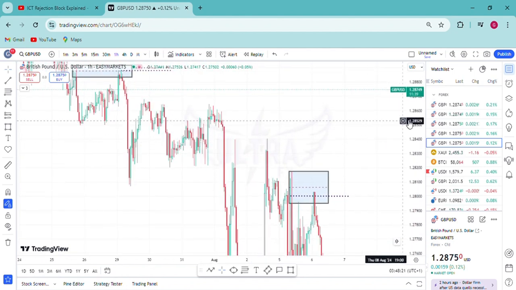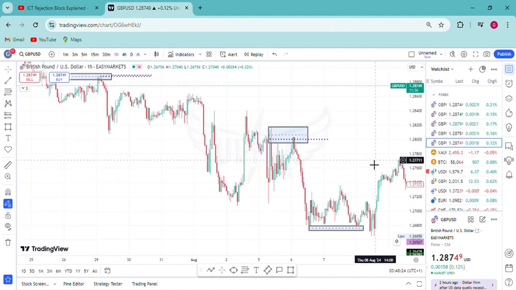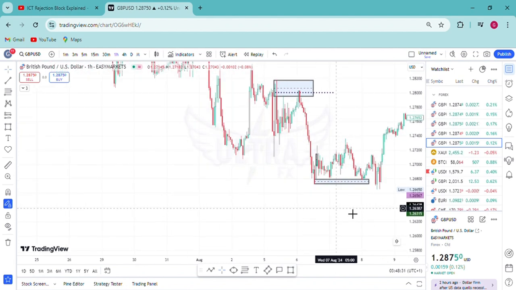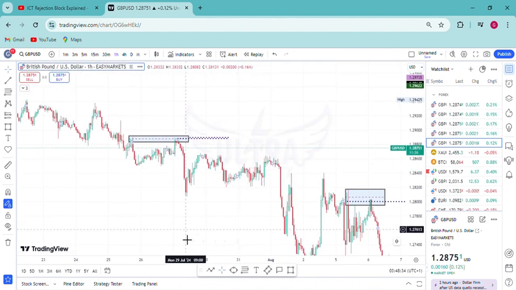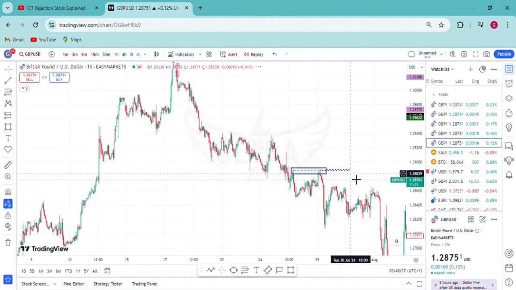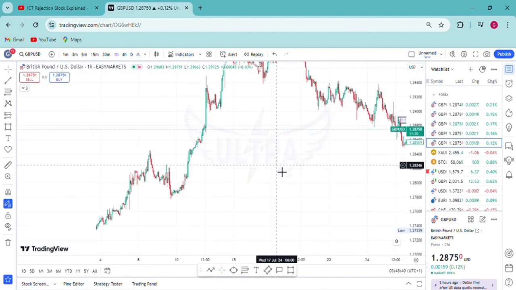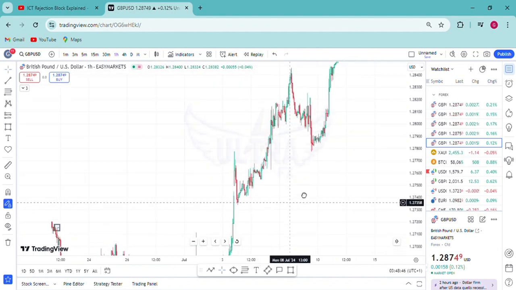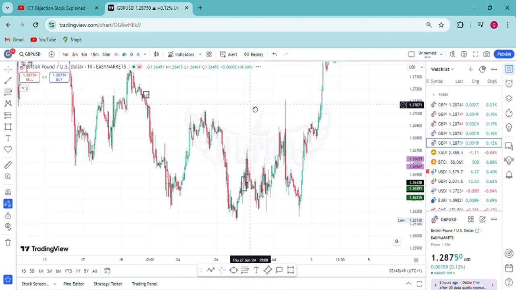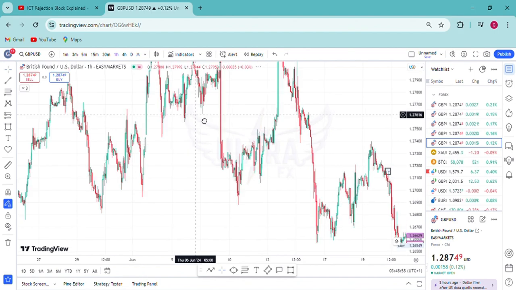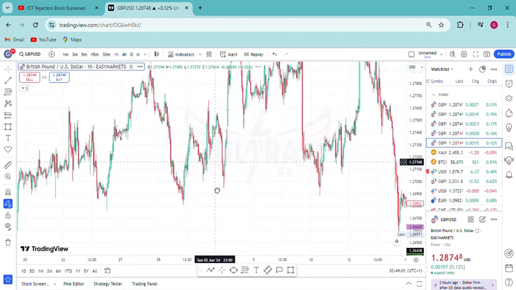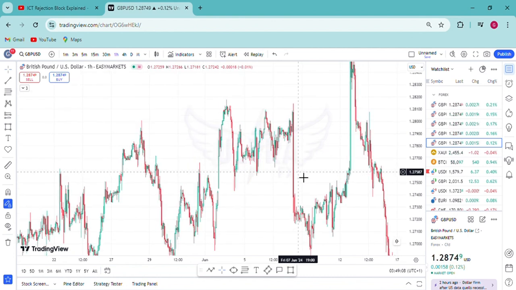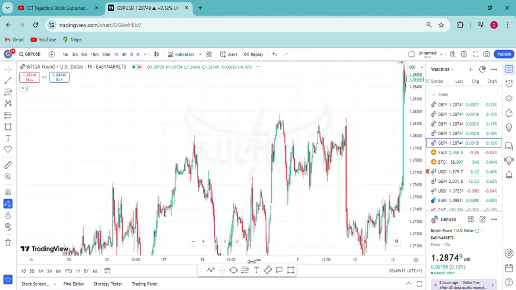So we have other rejection blocks, and as you all know, rejection blocks from a higher time frame are always the best. Every PDR from a higher time frame is always working, always giving you a higher chance for the market to react than PDRs from a lower time frame. So looking for more of this rejection block, as you can see, they are quite rare. Rejection blocks are quite rare to find.